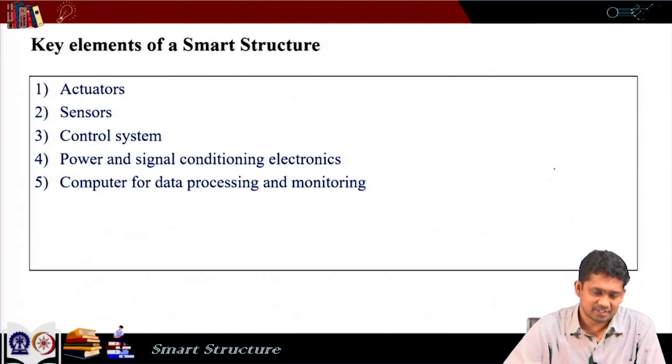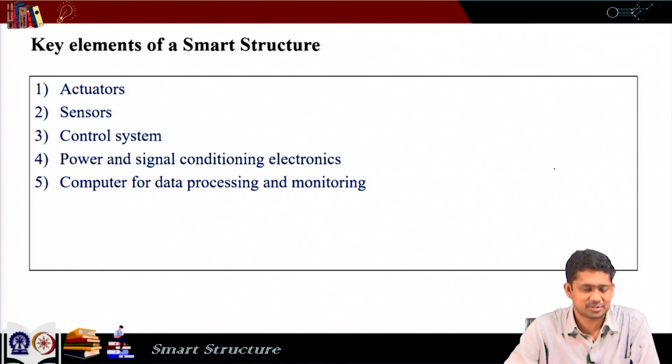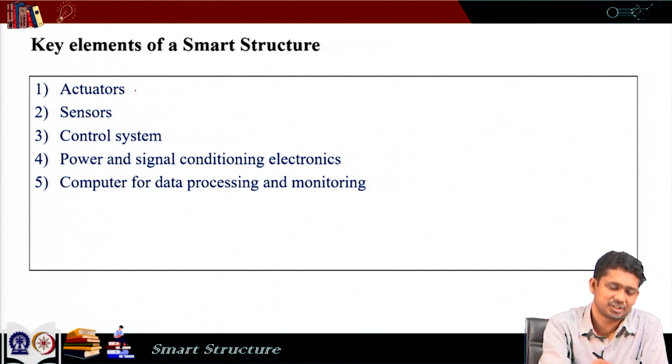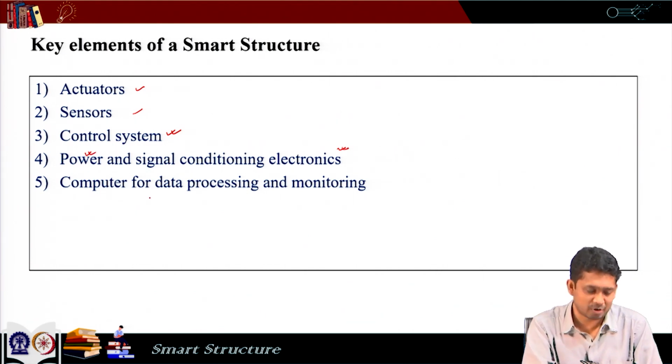So, based on this discussion we can say that we need quite a few components for a smart structure. It needs actuators, sensors, it needs a control system. So, the control system takes the sensor data and then actuates. Power and signal conditioning electronics is needed. So, even in this power supply some kind of smartness can be brought in.